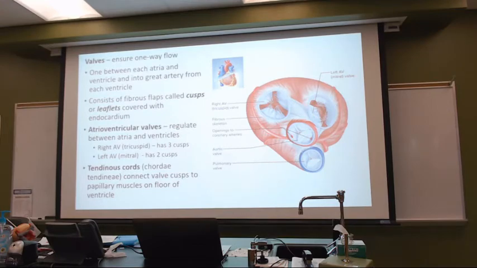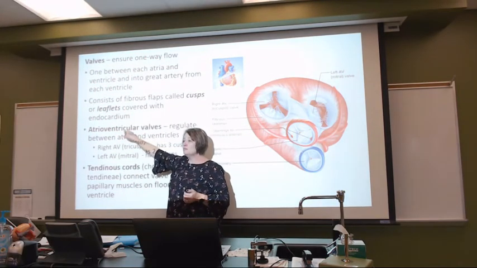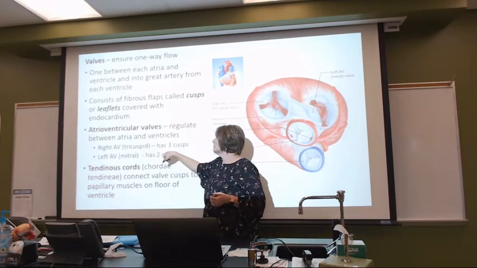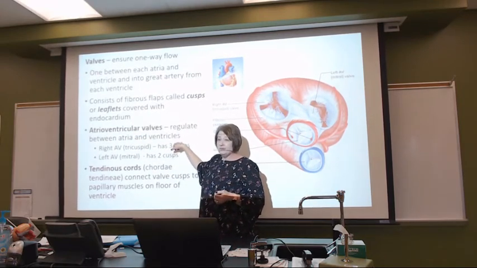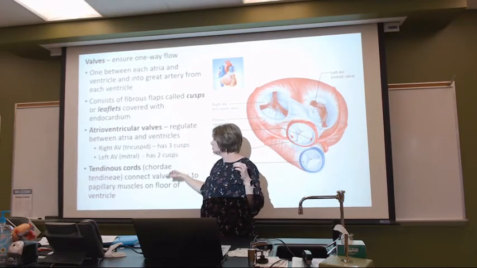All right. I have those AV valves, which I showed in the other picture. The one on the right had the 3 mountains. The one on the left had the 2. Those are my AV, or my atrioventricular valves, because they're between an atria and a ventricle, regulating blood between atria and ventricles.